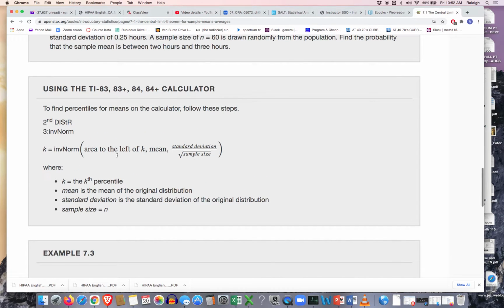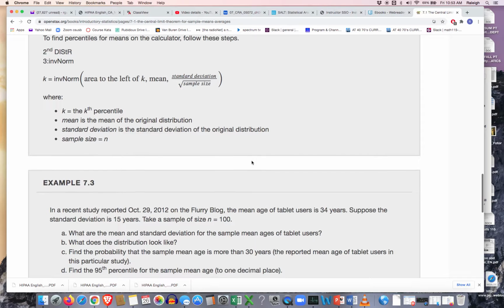So yeah, here's the idea for the percentiles inverse norm, which is frankly a windfall for the calculator. It really does help if you have it for you. And area to the left has to be the cumulative area, no matter what it says. You've got to make it so. And then the mean and then standard deviation, that's just your standard deviation divided by square root of n.